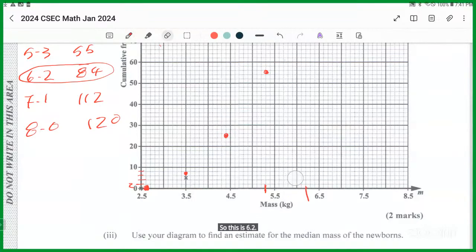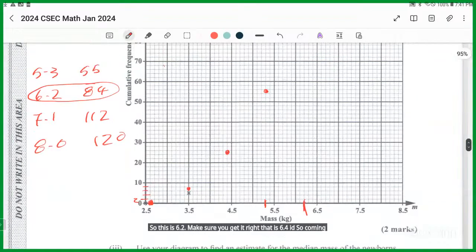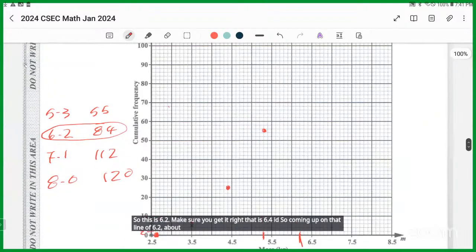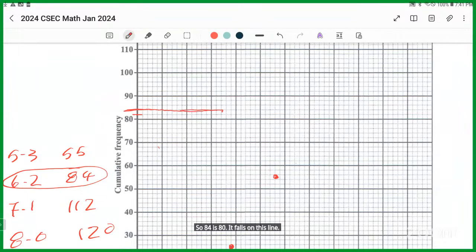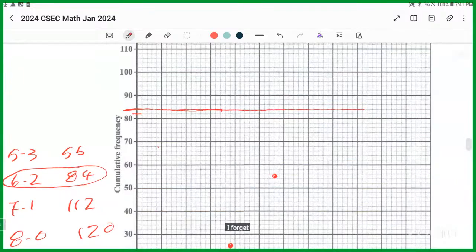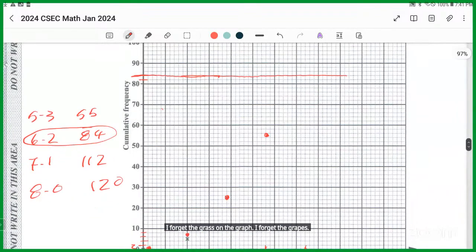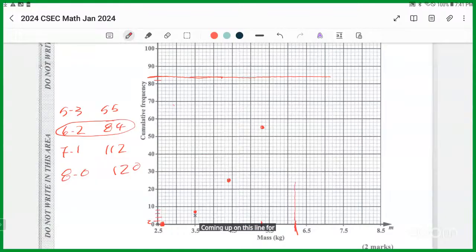Make sure you get it right. That is 6.2 right there. So coming up on that line for 6.2, the frequency is 84. This is 80, 82, 84 on this line. You have to get the graph right. It's on the graph, you have to get it right. And we're coming up on this line for the 6.2. So we're talking about this point right there. You have to get it right because you're on a graph. Next point is this one.